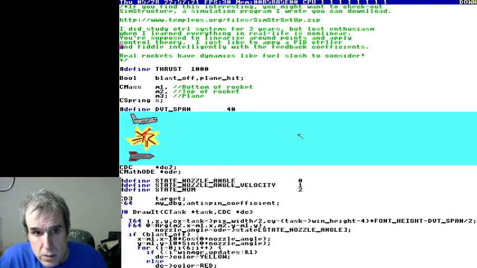So these are how my menus work. They have ASCII or scan codes. These are all ASCII. Shift Escape is an ASCII 28. I invented that. Space, carriage return.